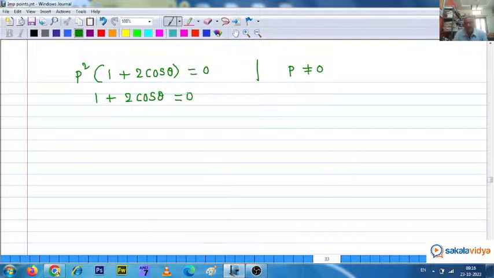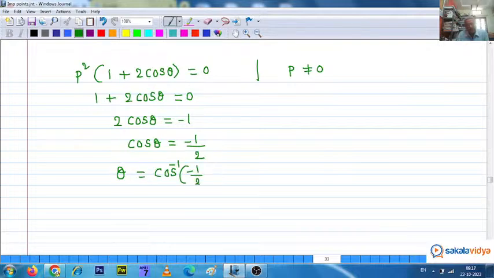So now we get a trigonometric equation. This is called a trigonometric equation. We need to solve for theta. So take 1 that side, you will get 2 cos theta is equal to negative 1, and cos theta is equal to negative 1 by 2. So now theta we need. Theta is equal to cos inverse of negative 1 by 2.